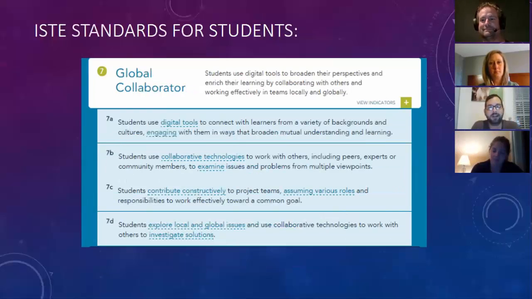So for this standard, it was about global collaboration. So students using digital tools to broaden their perspectives and enrich their learning by collaborating with others, working efficiently in teams locally and globally. In my article for the library NMC article, it talked a lot about universities just working together and putting aside their own research, but looking to help each other with the research. What they said on there was that they really want to focus, again, on the universities coming together to help each other with digital research and creating brand new technologies together.